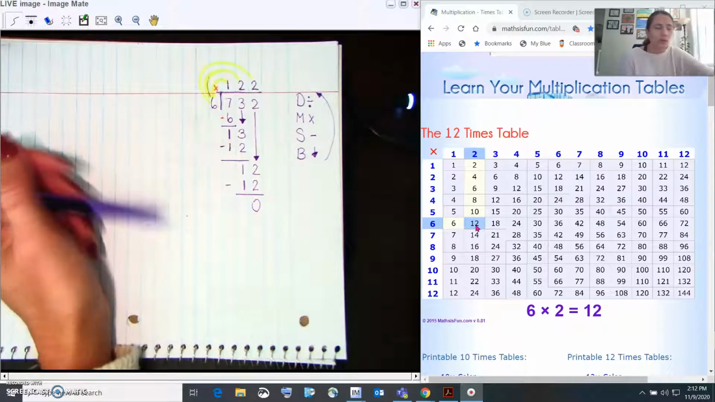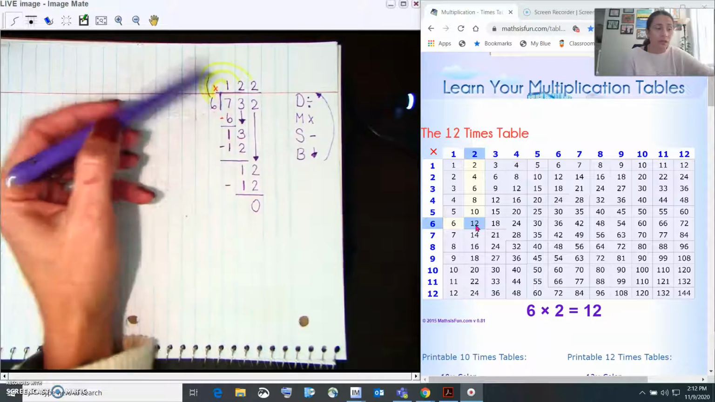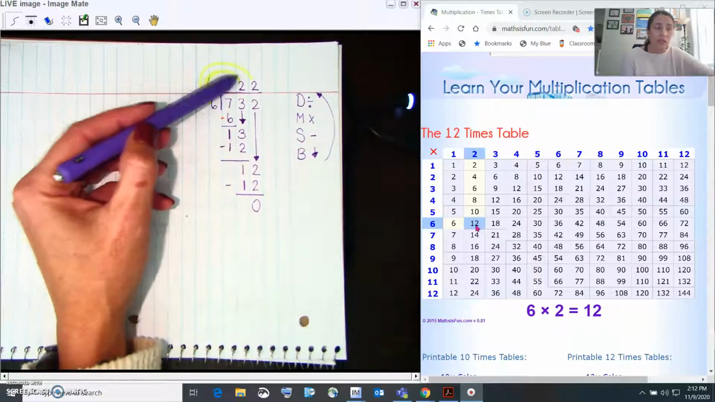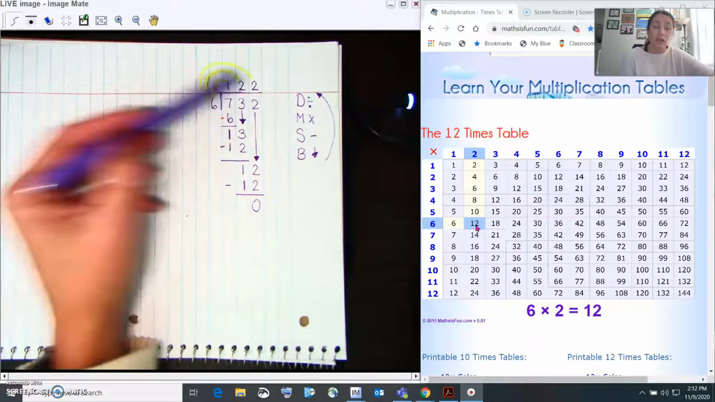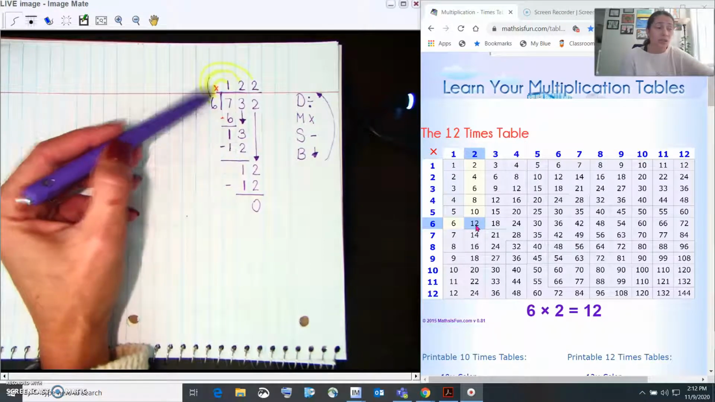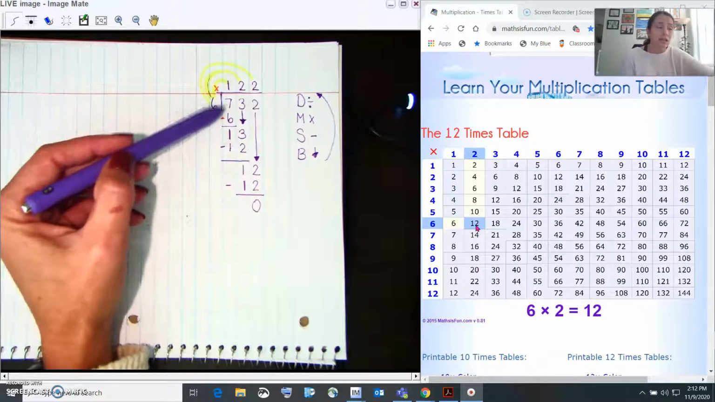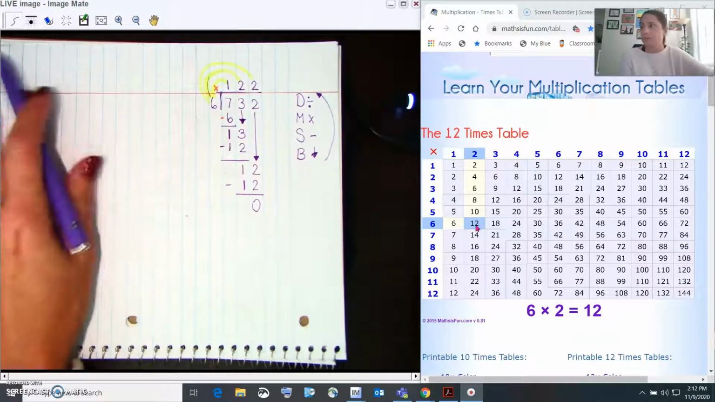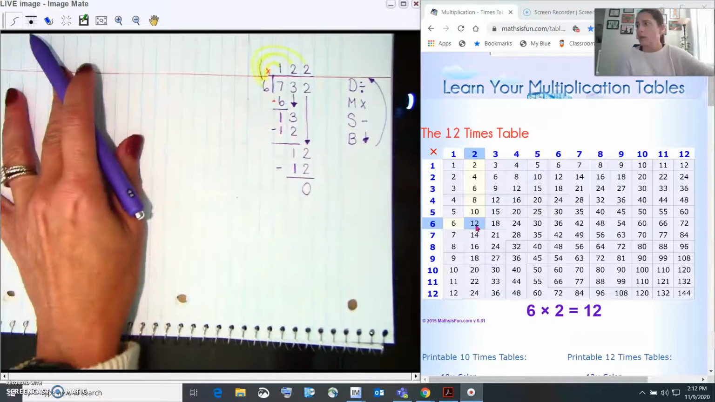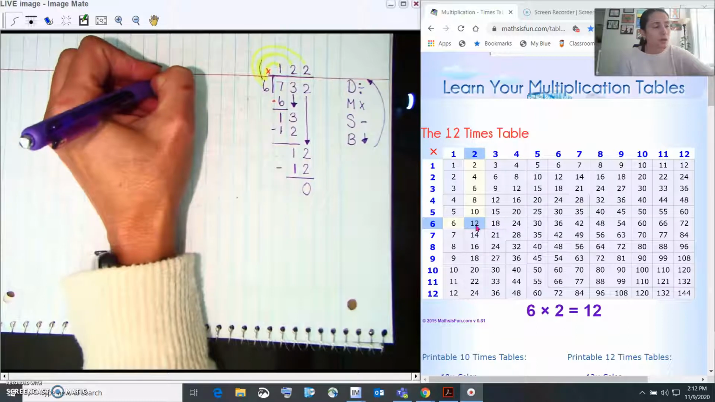So we're doing this way using our divide, multiply, subtract, and bring down. First we found the hundreds, then we found the tens, and then we found the ones. And remember, this is just a different way of pulling out groups. So there is 122 groups of 6 in 732. So let's try another one.